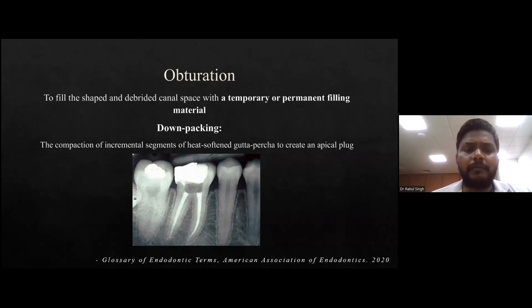And down packing, it's not just a single cone obturation. We down pack, we backfill, we do n number of things. So what is down packing? The compaction of the incremental segments of the heat softened gutta percha to create an apical plug. Today we'll learn a variety of methods of how we can down pack beautifully to achieve that hermetic or impervious seal.